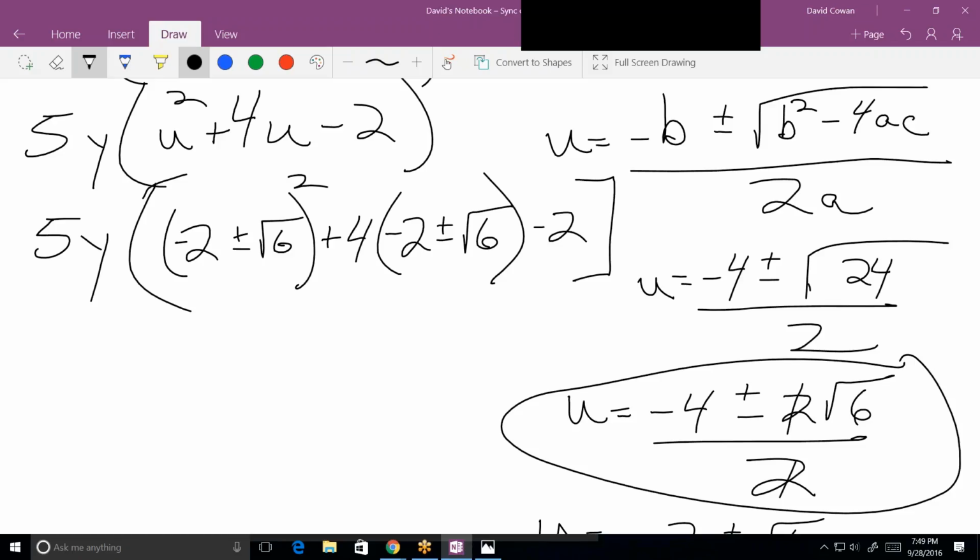I'm going to use brackets on the outside so that I can use parentheses on the inside. This is u. Well, it's u squared plus 4u minus 2. So u turns into this. And now I kind of have my answer.